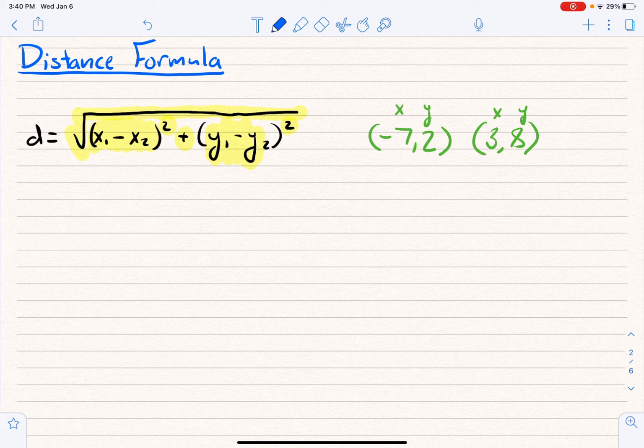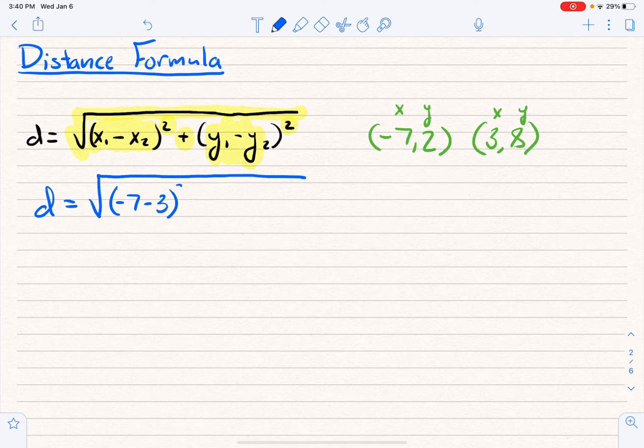So let's talk about how to do that with this one right here. Okay, and I'd love for you to follow along. So the distance between these 2 points would be equal to the square root of (-7 minus 3), and I'm going to square those when I'm done, plus, let's see here, (2 minus 8).